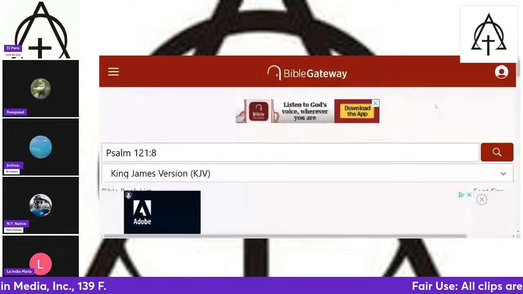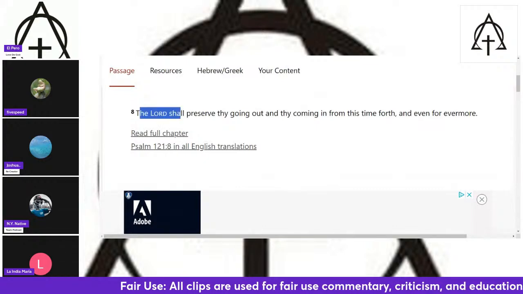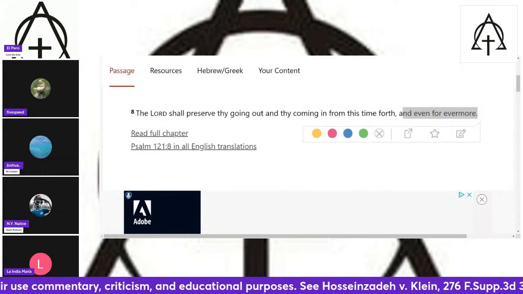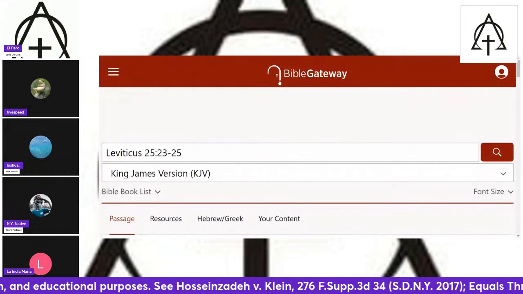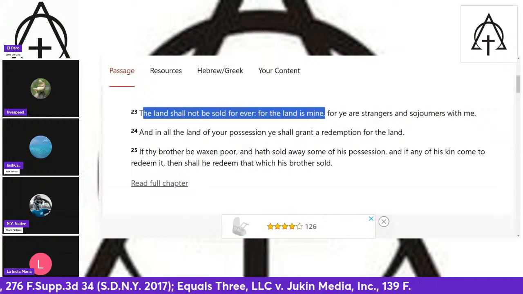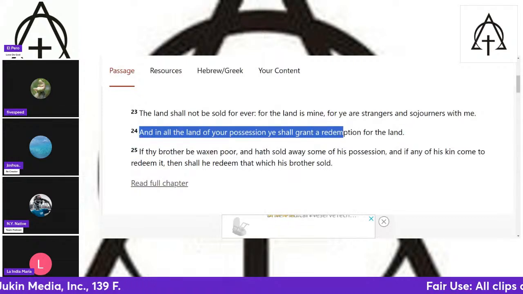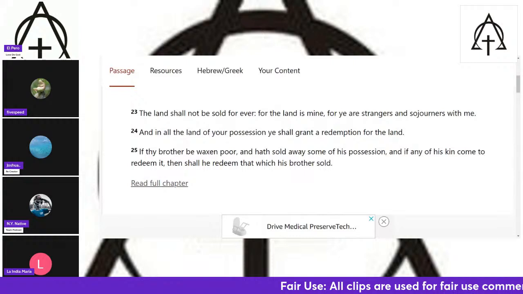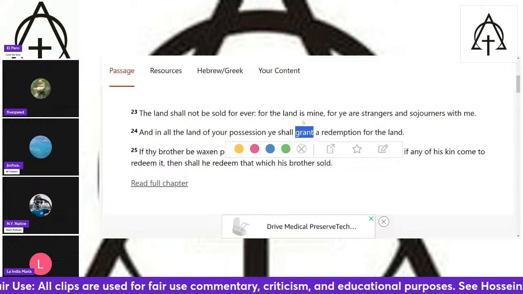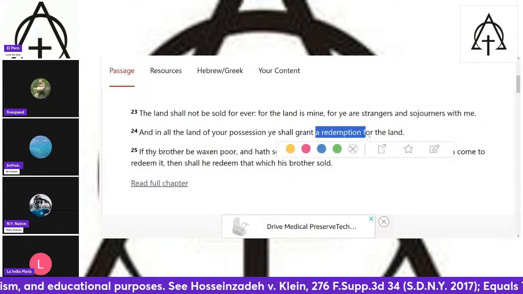Then we look at Psalms 121:8, the Lord shall preserve thy going out and thy coming in from this time forth, and even forevermore. And that is for the intent of being a stranger and a sojourner with him, as the land shall not be sold forever, for the land is mine, for ye are strangers and sojourners with me. And in all the lands of your possession ye shall grant a redemption to the land. That's your duty, and you grant a redemption. You are the grantee. He gave you possession of the land. It's in your possession. You now have the grantee position. And that grant is a redemption for the land.